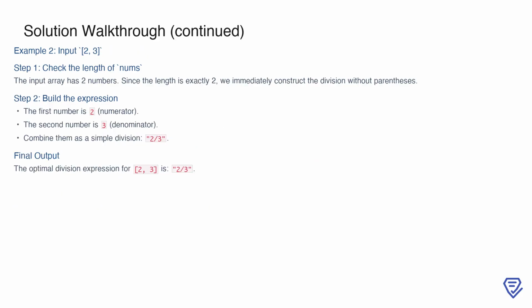1000/100/10/2. Now, let's consider the input array 2, 3. Since the array contains exactly 2 numbers, we don't need parentheses because the order of division is straightforward. The first number, 2, serves as the numerator, while the second number, 3, is the denominator. Combining these gives us the simple division expression 2/3. There's no need for further adjustments or parentheses since no additional numbers are present. The output for this input is simply 2/3.